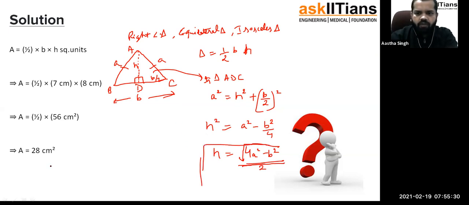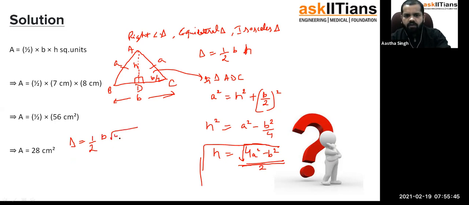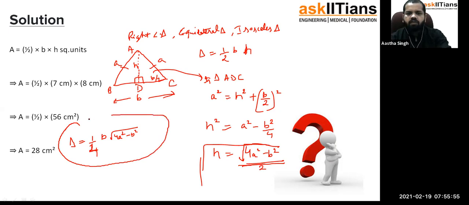So just put it in the formula, and you will get the area of the triangle in terms of A and B, right? So area of an isosceles triangle is half B into H. What is H? H is under root of 4A square minus B square, divided by 2, and the half will make it 4, right? So in case of an isosceles triangle, you also know the area. But what if it is a scalene triangle, where you only know the three sides and all three sides are unequal? How will you find the area of the triangle?